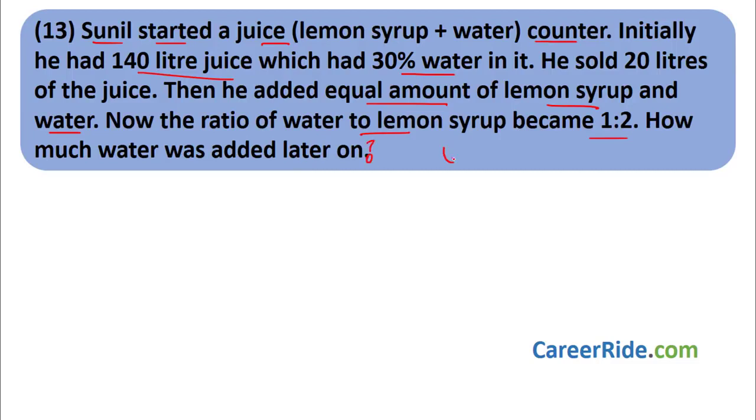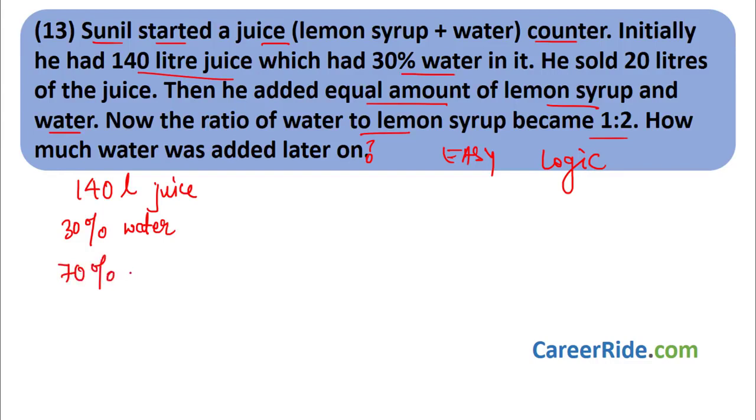Okay, now again this is a very easy sum and we can solve it by logic, by common sense. He had 140 liters of juice. Juice is nothing but pure lemon syrup and water. Out of that 30% is water. So how much is the lemon syrup? Common sense, 70% is the syrup. So in the entire mixture 30% is water, 70% is syrup, right?